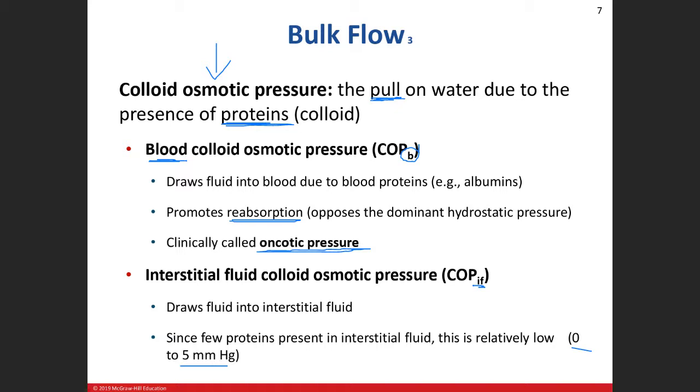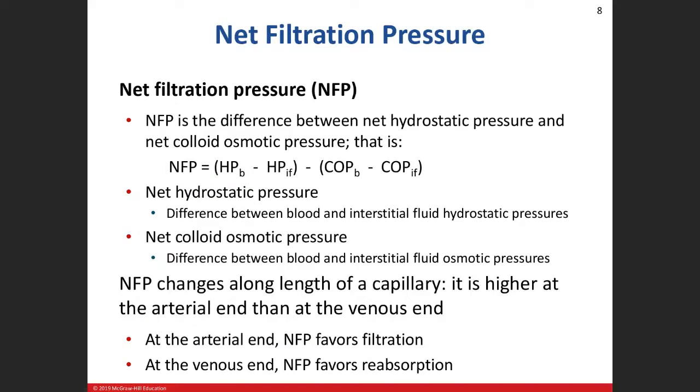All right, so that's bulk flow. So we're going to add a new equation in how we figure out whether things are filtering from the blood into the tissues or if it's being reabsorbed from the tissues into the blood. So we have this new equation here, called the net filtration pressure, or NFP.